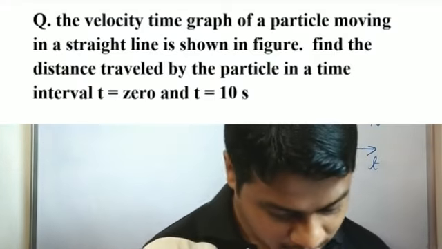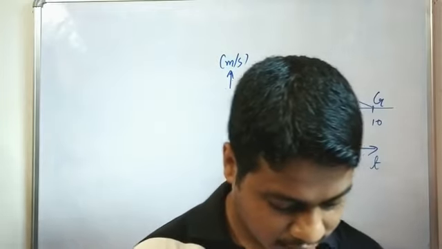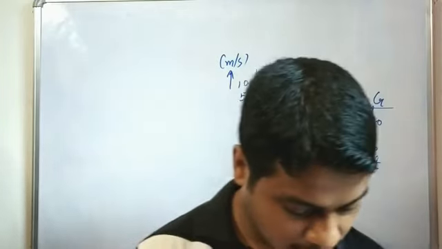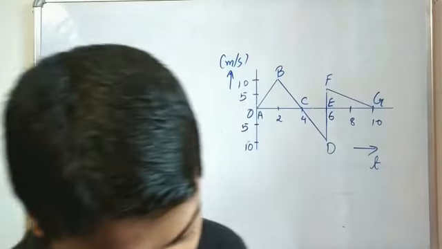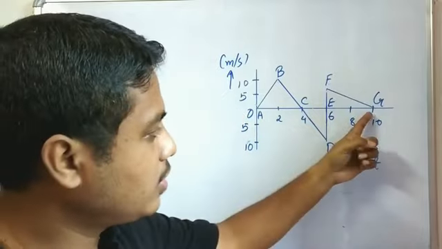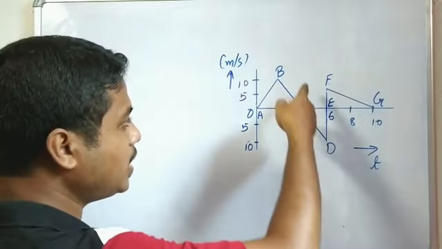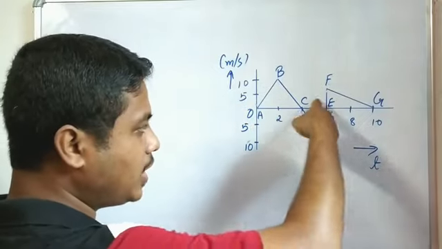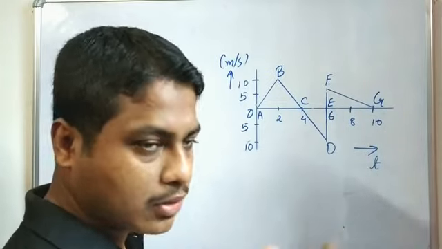The velocity time graph of a particle moving in a straight line is shown in the figure. Find the distance traveled by the particle in the time interval t equals 0 to t equals 10 seconds. So that is the question. We need to find the distance traveled by the particle from t equals 0 to t equals 10 seconds. How will you find it? First you find the area of this, then the area of this, then the area of this, then you add them. You will get the total distance.